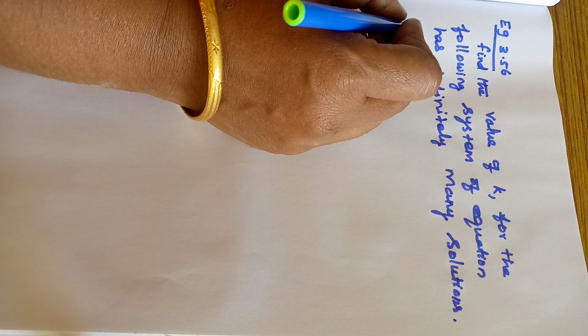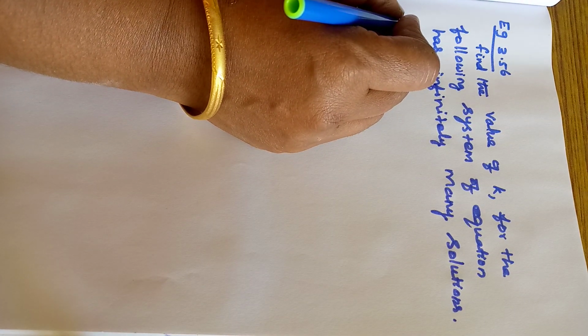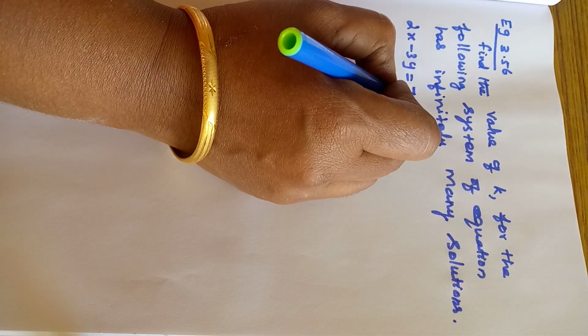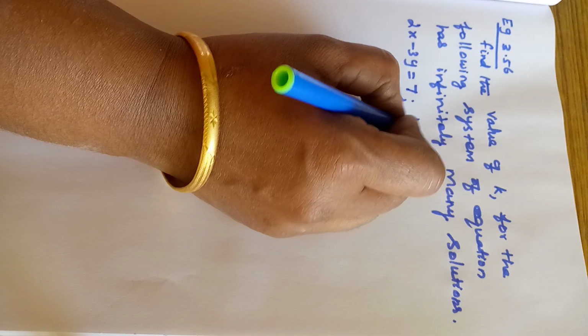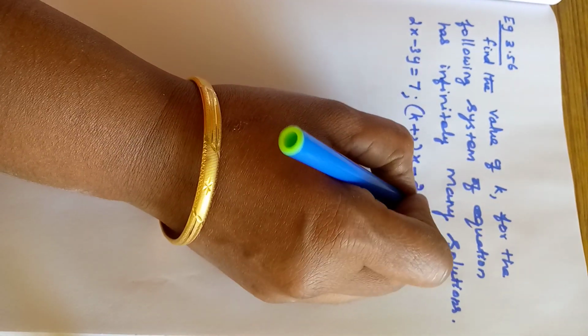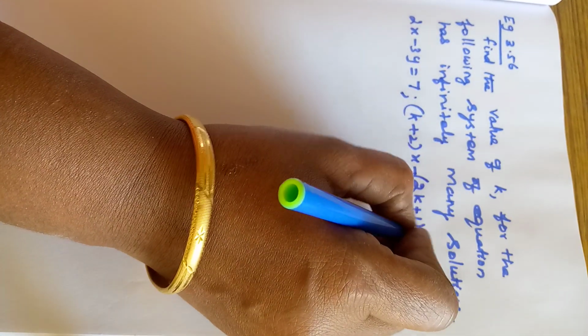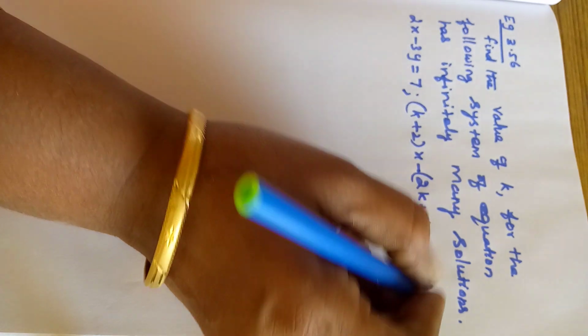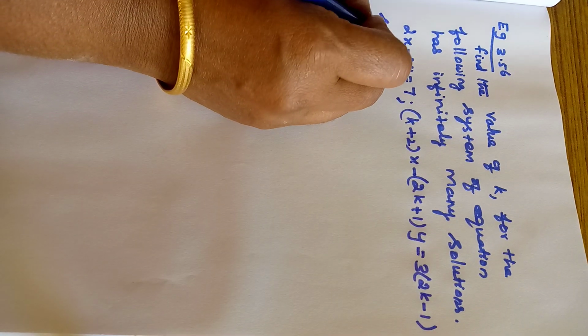Here two equations are given. The first one is 2x minus 3y is equal to 7. The second one is (k plus 2) into x minus (2k plus 1) into y is equal to 3 into (2k minus 1). Let us do the solution.